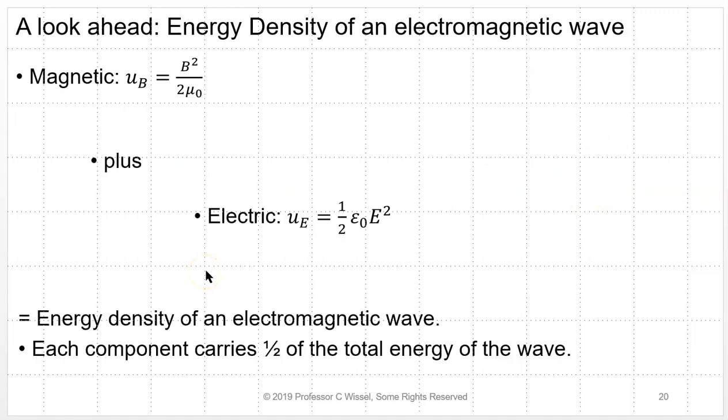Now, we're going to look ahead. We're working our way toward light and electromagnetic waves. Light actually has both a magnetic component and an electric component. They are mutually perpendicular to each other and perpendicular to the direction of travel. The magnetic component is B squared over 2 mu naught. The electric component is UE equals 1/2 epsilon naught E squared. And the total of this is the energy density of an electromagnetic wave. Each component carries 1/2 of the total energy of the wave.